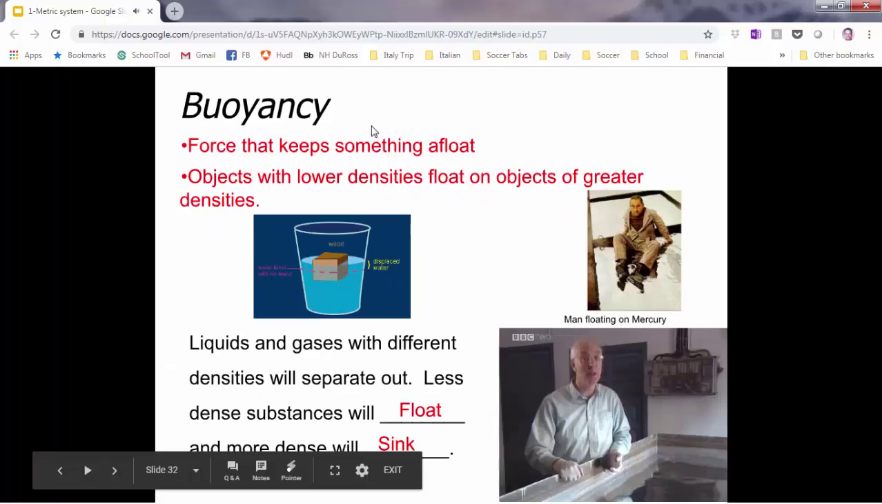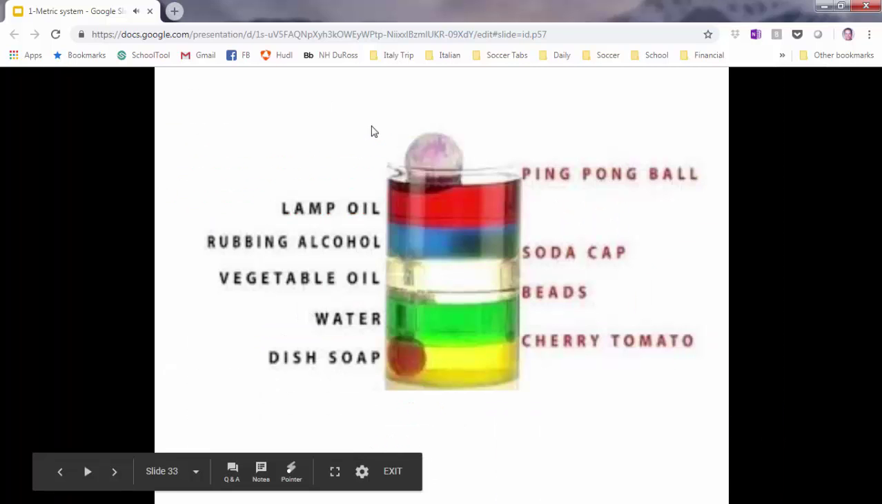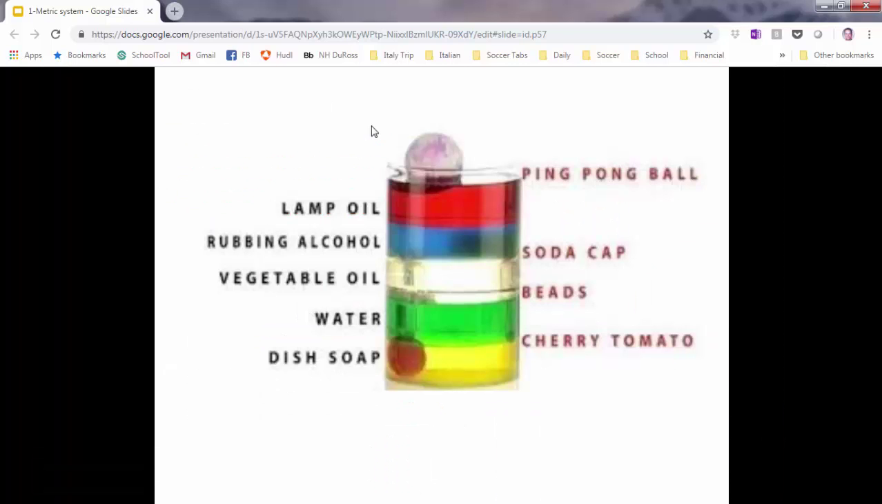So again, if you were to add several things, this is what would happen. You could put solid objects in this column of different substances, and depending on their density, some would sink, some would float, and you can infer their density based upon which level they float.